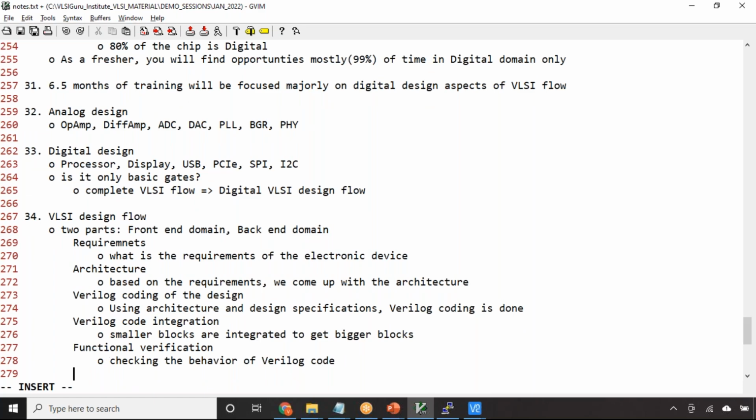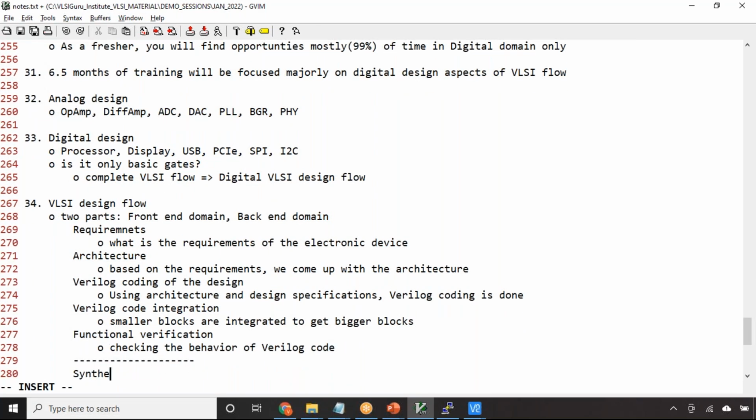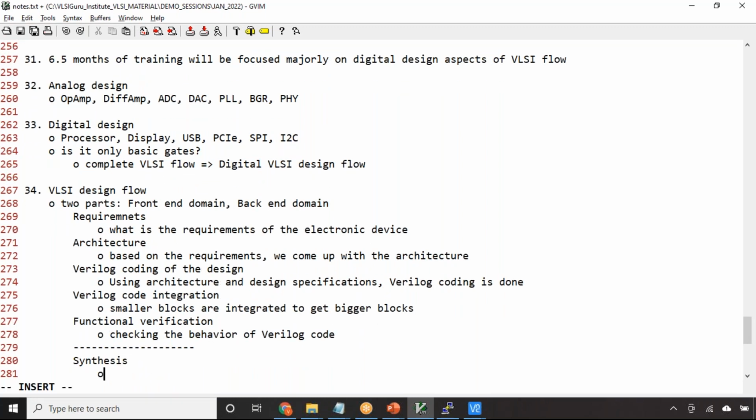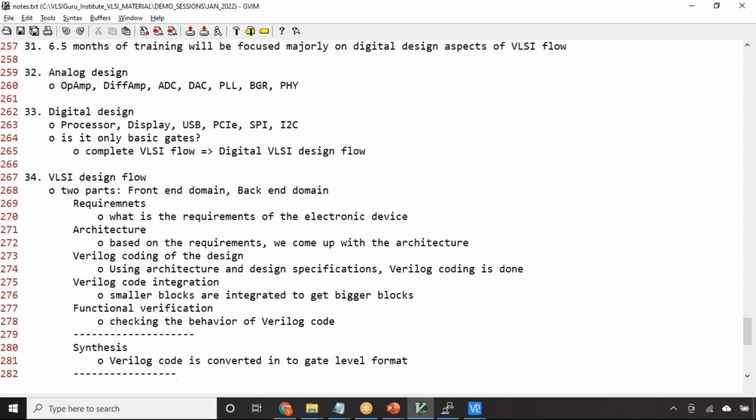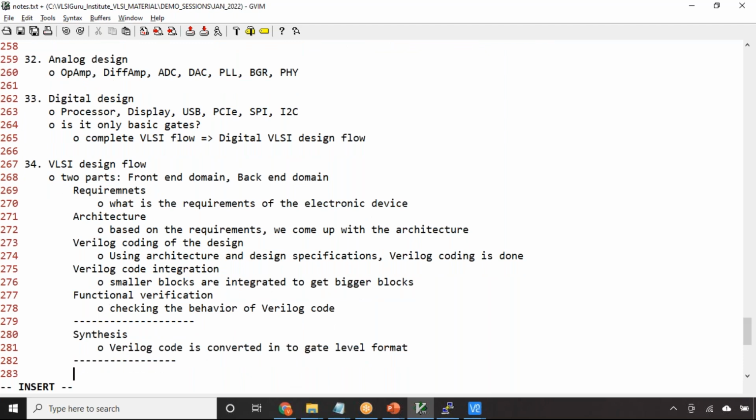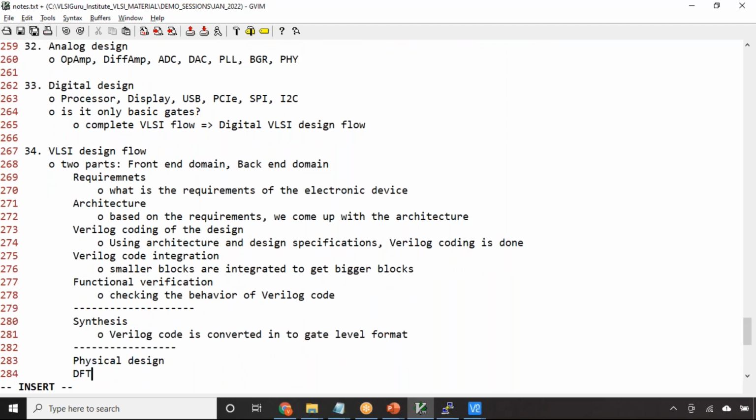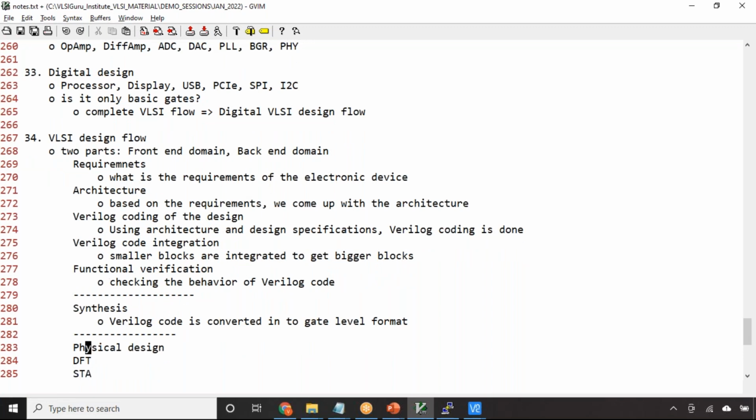Once it is done, we do a very important step called synthesis. During synthesis, the Verilog code above is converted into gate level format. I will explain all this through an example once we meet after the break. Then it goes through physical design, DFT, and static timing analysis. Physical design is about placing the macros and standard cells into the die area. Die means our chip area.